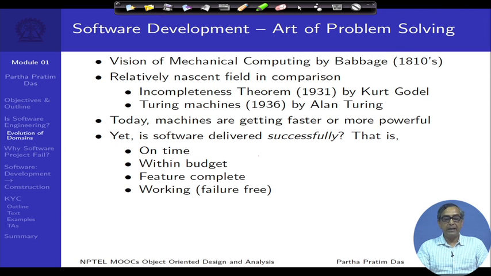And let me, for the sake of being formal in this course, define what I mean by a successful delivery of software. It means primarily 4 factors: that the project is completed on time as was planned, there is no extension of the project; it is completed within budget, that is there is no overshoot of funds; all features that were promised are complete. It is not that I do it on time and within budget and implement only 50% of the functionality that I wanted. And finally, it must be working software, that is it should be failure free, fault free.